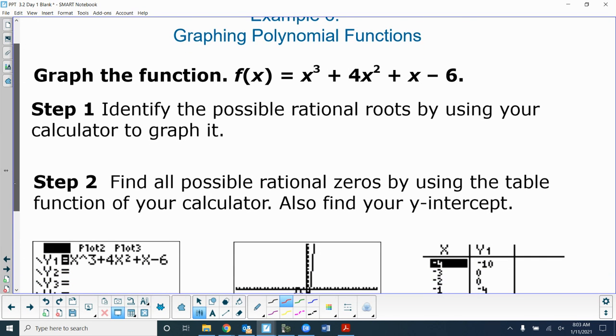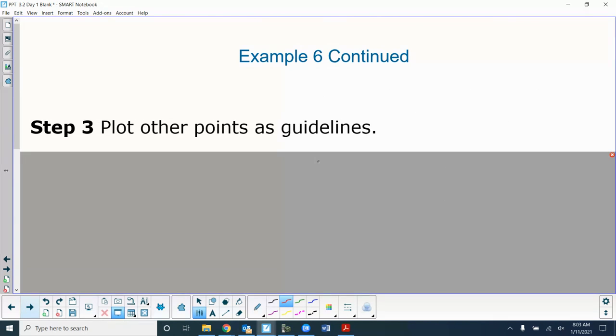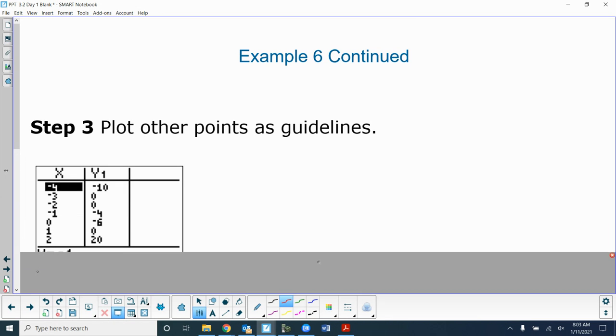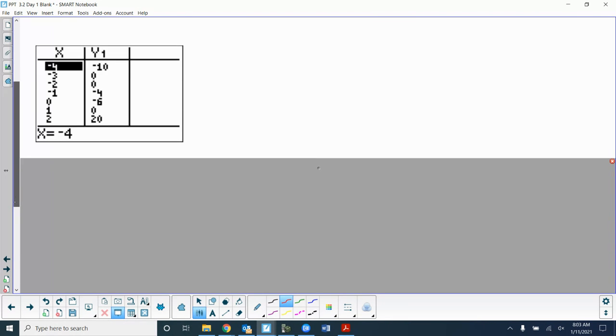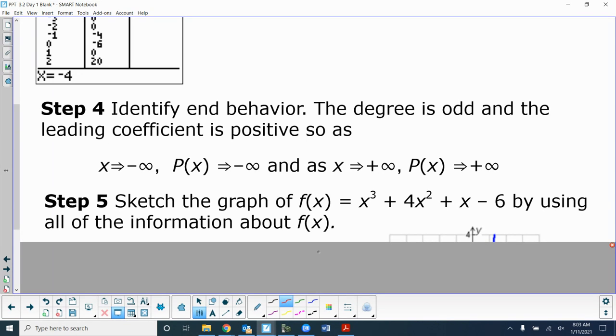So it says graph the function. We're just doing it on our calculator. You know, plot the points as guidelines. And then I think they want you to graph it up. Okay. Identify the end behavior. The degree is odd and the leading coefficient is positive. So since the leading coefficient is positive, this side's going up. It's always the far right that positive number or negative number tells us what's going on. And since it was odd, it was to the third power, right? Means the other side is going the opposite direction.